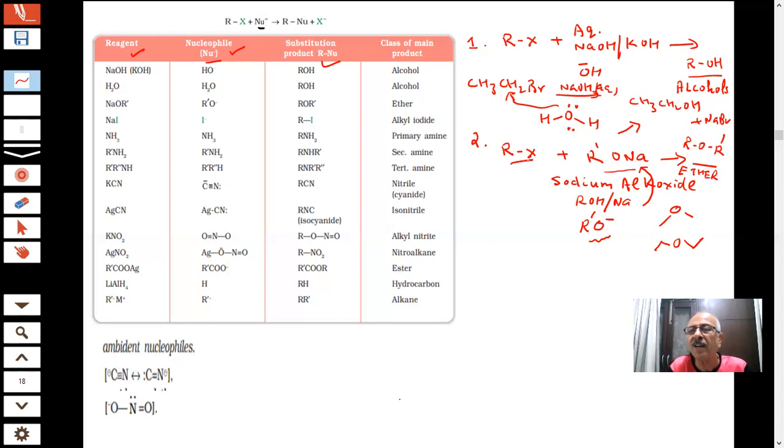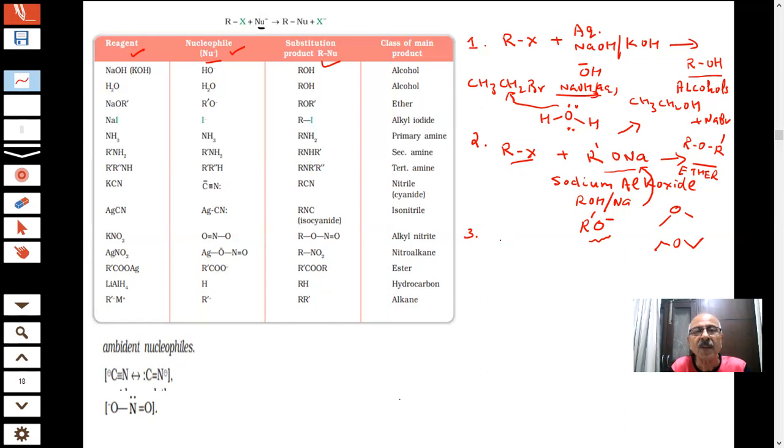From alkyl halide, you have converted into ethers. This is an important reaction. We will study it in ethers also. This is known as Williamson synthesis of ethers, and very important questions are asked in this. Further, we will be studying those types of reactions in the preparation.